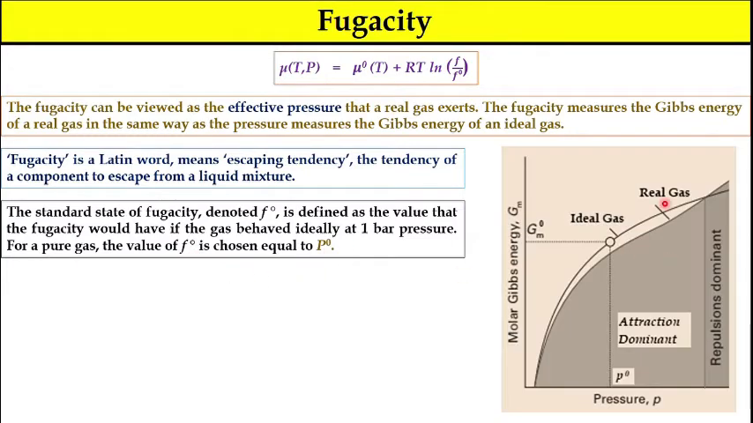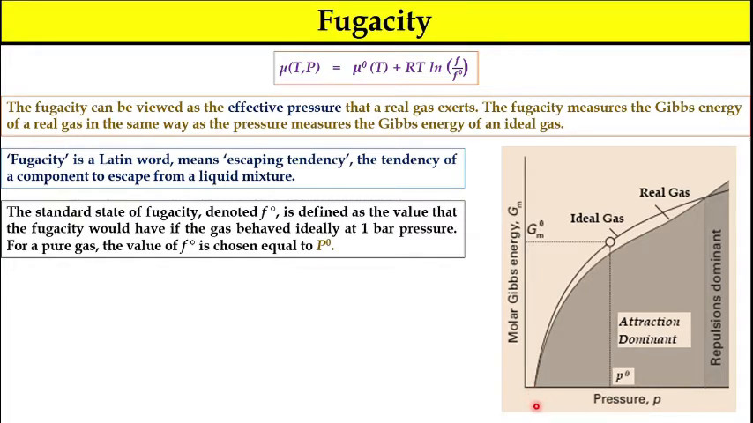Now you can see a graph. In the y-axis you can see GM. GM means molar Gibbs free energy. In the x-axis, pressure. Now see, the two curves are drawn here. This is the curve for a real gas, and this is another curve for an ideal gas. Okay. Now you can see at very low pressure that these two curves coincide into a single point. Okay, that is given here.